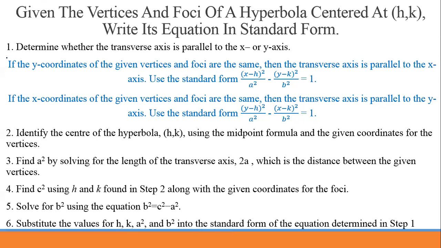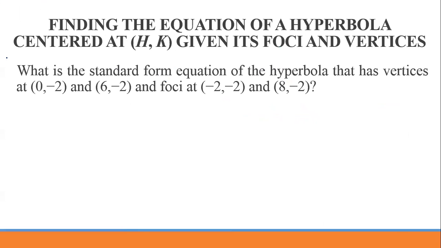So, paano yan? Let's have some example here. So, finding the equation of a hyperbola centered at (h, k) given its foci and vertices. What is the standard form equation of the hyperbola that has vertices at (0, -2) and (6, -2), and foci at (-2, -2) and (8, -2)? So, ano yung standard form equation?